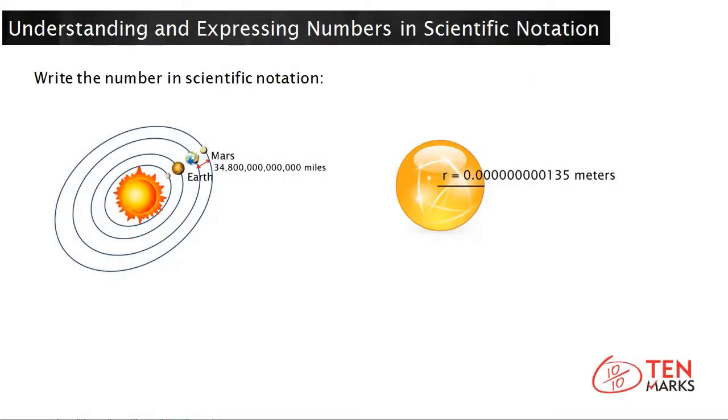In this lesson, you will learn how to write numbers in scientific notation. Scientific notation is a shorthand way of writing numbers that are really big or really small. For example, here's a really big number.